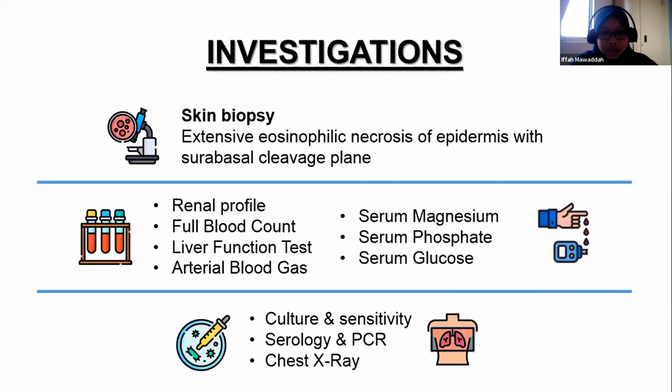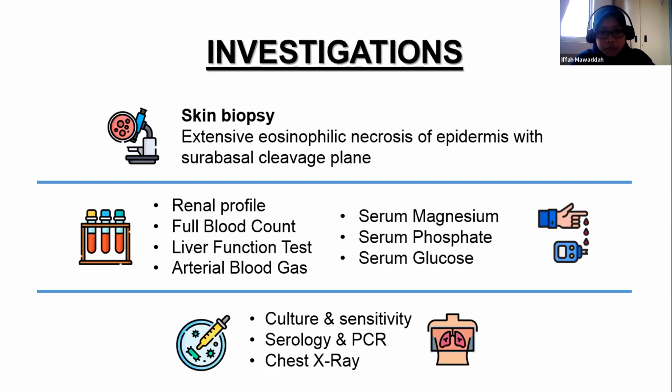For investigations, there is no specific investigation to diagnose SJS. But here is a list of investigations that can be done to rule out other differential diagnoses or look for complications of the disease. For skin biopsy, the finding may show extensive eosinophilic necrosis of the epidermis with suprabasal cleavage plane, but again, this finding is not specific.